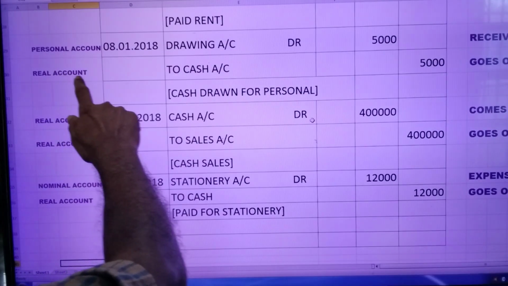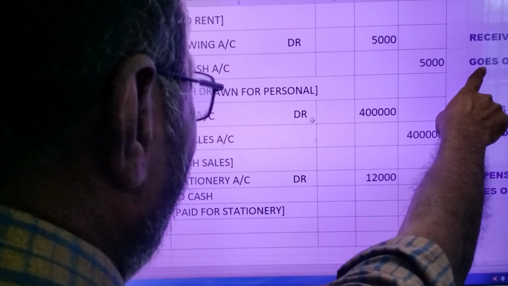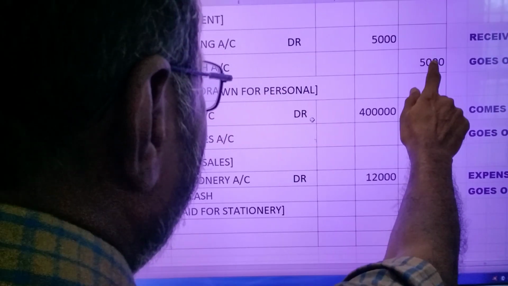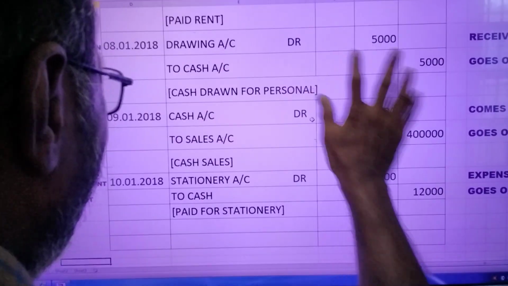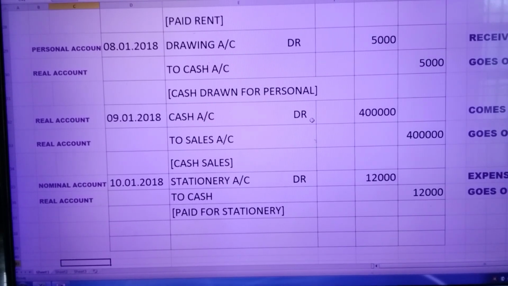Real account. Then what is the golden rule telling? Debit the item that comes in, credit the item that goes out. It is going out. Real account, credited. Credit to confirmation. That's all, my student. Fine. Only 2 entries are left out. They are very easy sums, very easy entries. No problem.